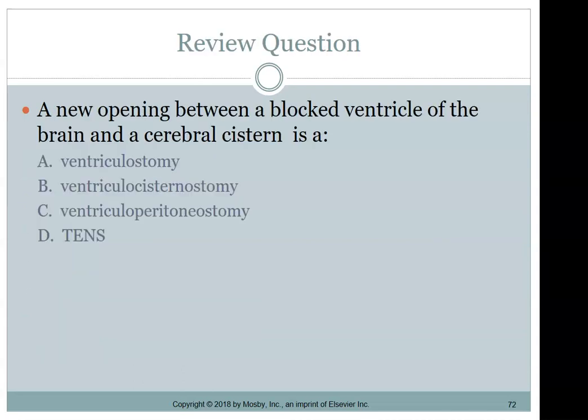Review question. A new opening between a blocked ventricle of the brain and a cerebral cistern is A. Ventriculostomy, B. Ventriculocisternostomy, C. A ventriculoperitoneostomy, and D. TENS. And your answer is B. Ventriculocisternostomy.